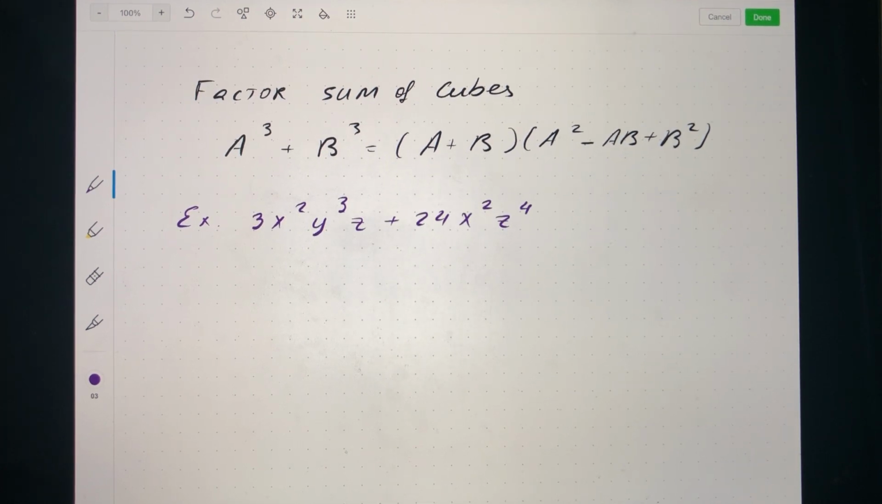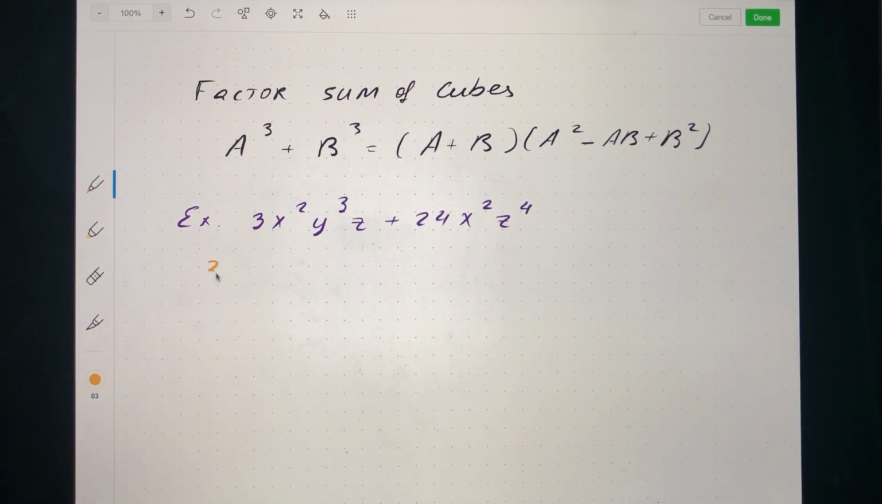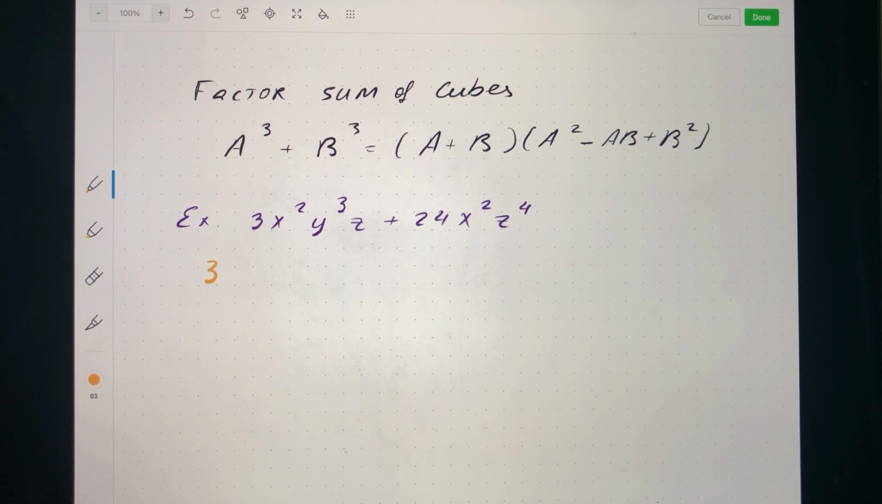So looking at the numbers, we can see that there is 3 in common between all the numbers, so we can take out the 3. So let's do that. If we take out 3, we'll have nothing for the numbers in the first term, and we'll have 8 in the second. Now, for the x's, there is x squared. There is x squared for each term. So let's take out x squared, that's the most.